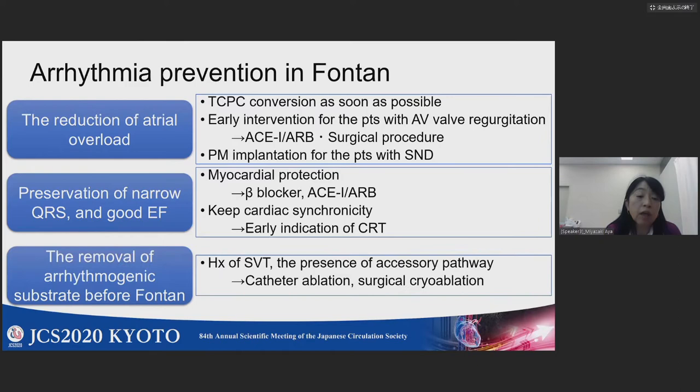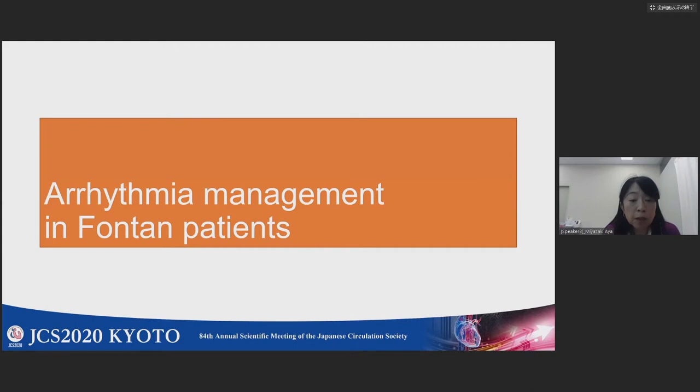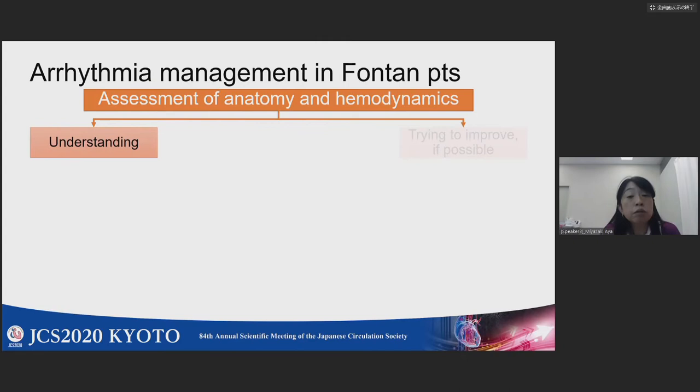When the patient has an arrhythmogenic substrate before TCPC, it should be removed by catheter ablation or surgical ablation prior to TCPC. Even when we try to prevent arrhythmia, it is impossible to inhibit it completely. So let's think about arrhythmia management in Fontan patients. The arrhythmia management in Fontan patients is not different from those in other ACHD patients.